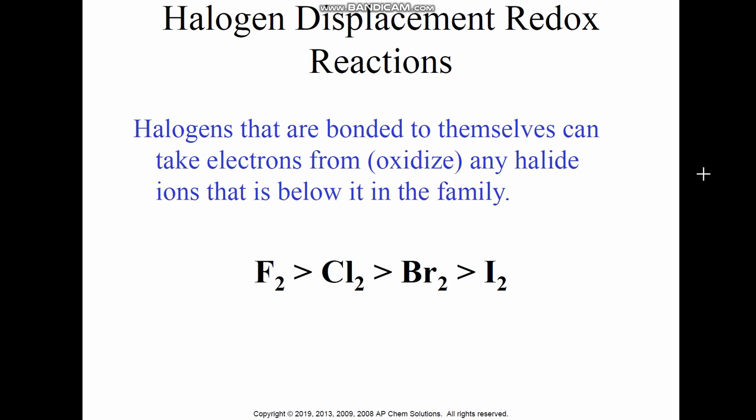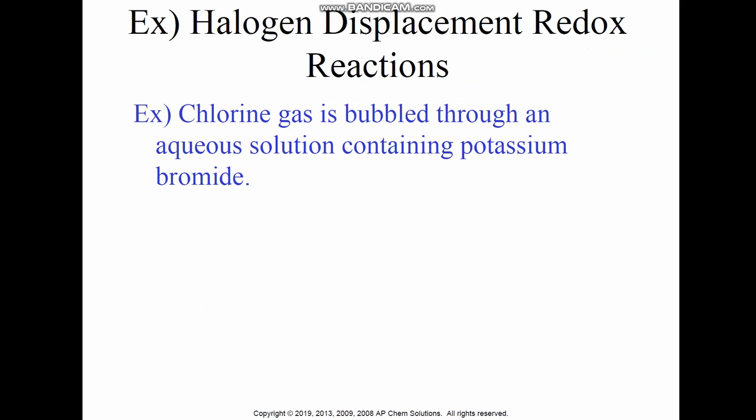Here you see the halogen displacement redox reactions. Halogens that are bonded to themselves are going to be able to oxidize, or take electrons from, any halide ions below them in the family. As an example, if we look at chlorine gas bubbled through an aqueous solution containing potassium bromide, we know that potassium solutions are in general soluble based on our solubility rules.